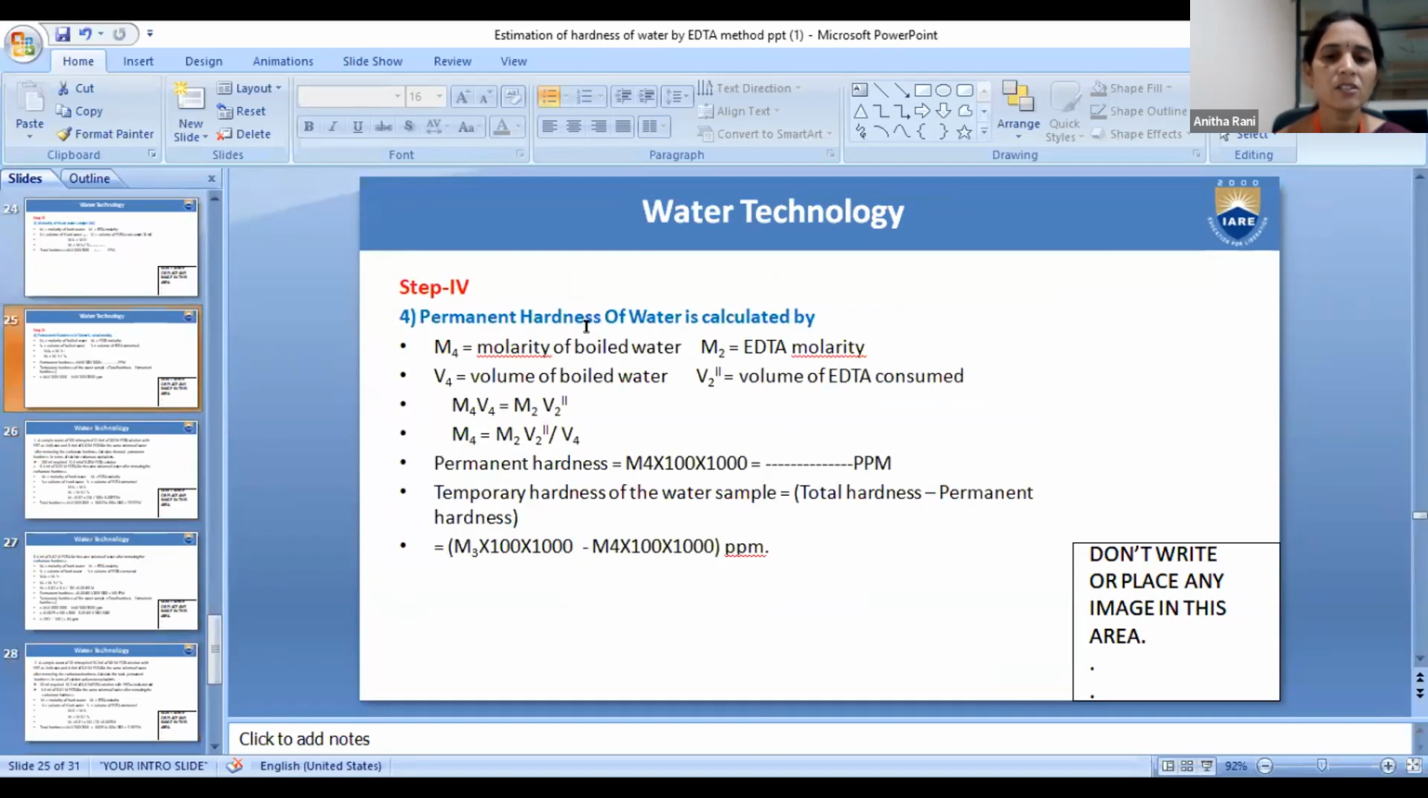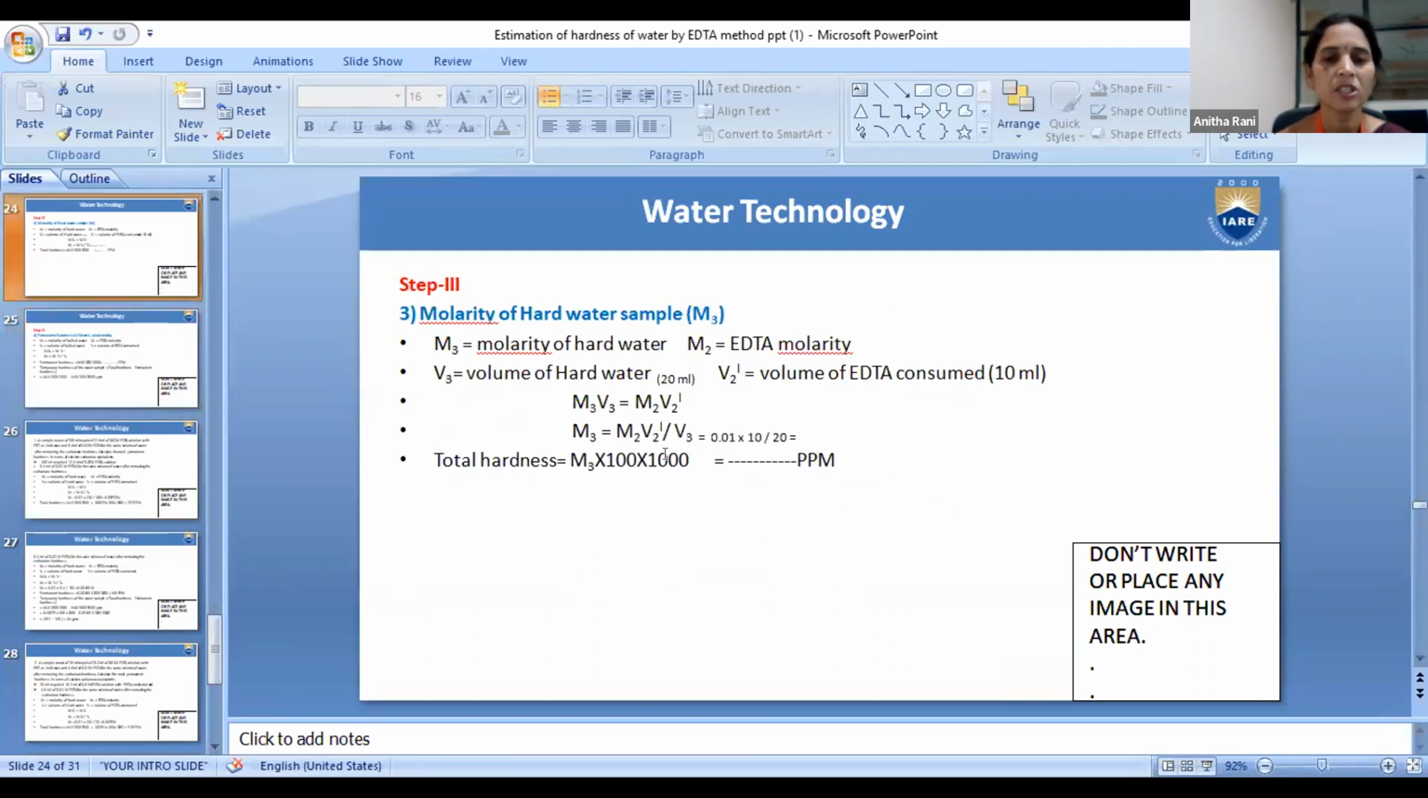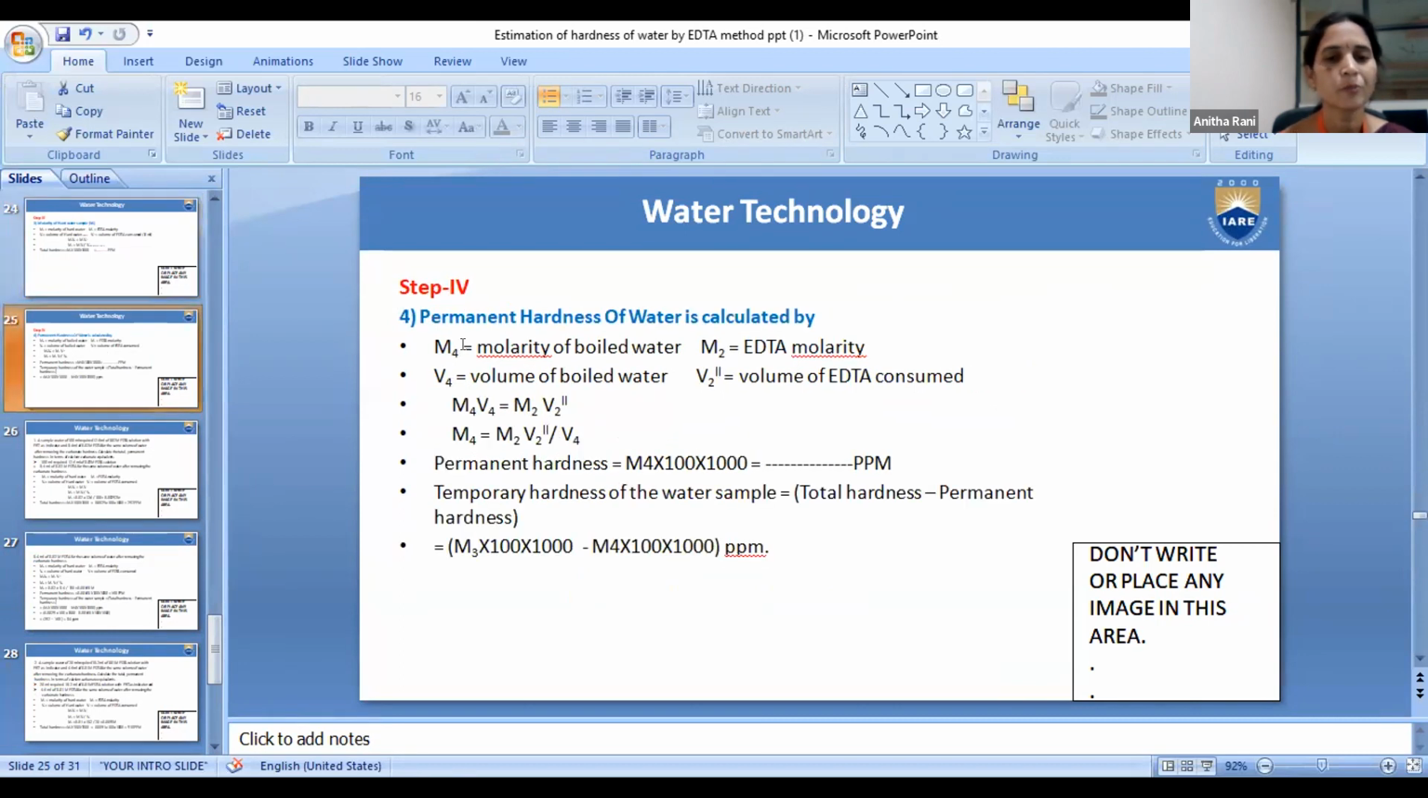So this calculation step 4 is like step 3 only. Step 3 calculation you know already. M3V3 is equal to M2V2 dash, so M3 is equal to M2V2 dash by V3. You can find out molarity of hard water, that is M3. So M4 is you have to find out molarity of boiled water.